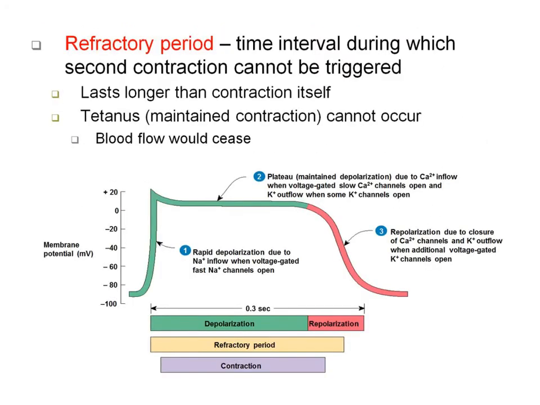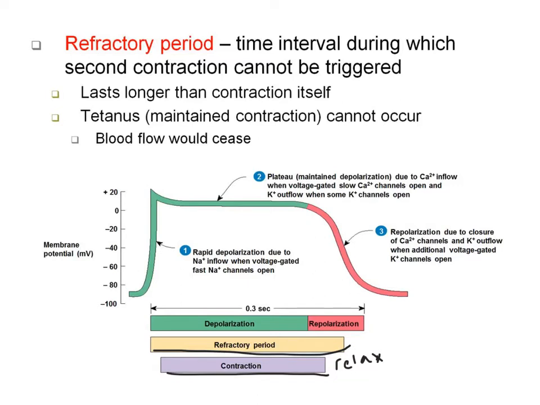All right. This is the point that I already hit, but here it is again. The refractory period is a time interval where a second contraction can't be triggered because an action potential is inhibited. Okay? So the refractory period, again, is longer than the actual contraction. Therefore, we start to relax before we can trigger another contraction, which allows for proper cardiac function where we contract, relax. Okay, so now we're going to move to the concept of autorhythmic fibers.